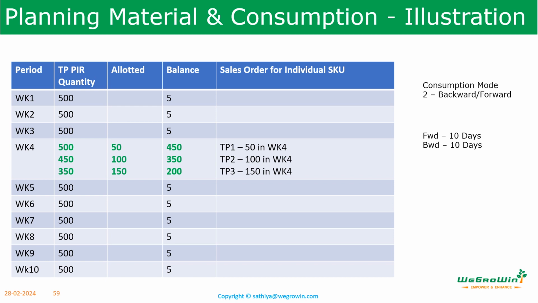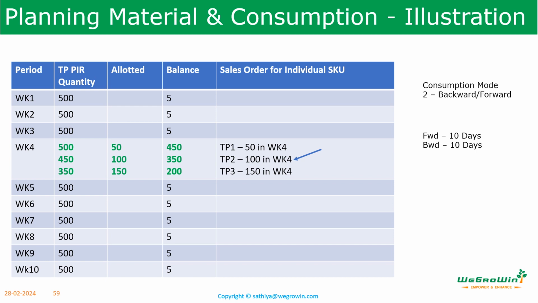Week 4, we are on a plan of 500. In the first week, in week 4 itself, we are getting an order for 50 numbers of TP1. So it will consume the plan of 50, and the remaining plan will be 450. Next, we are receiving an order for TP2, 100 numbers. It will consume this remaining 450, so the balance plan will be 350 of toothpaste, the TP.